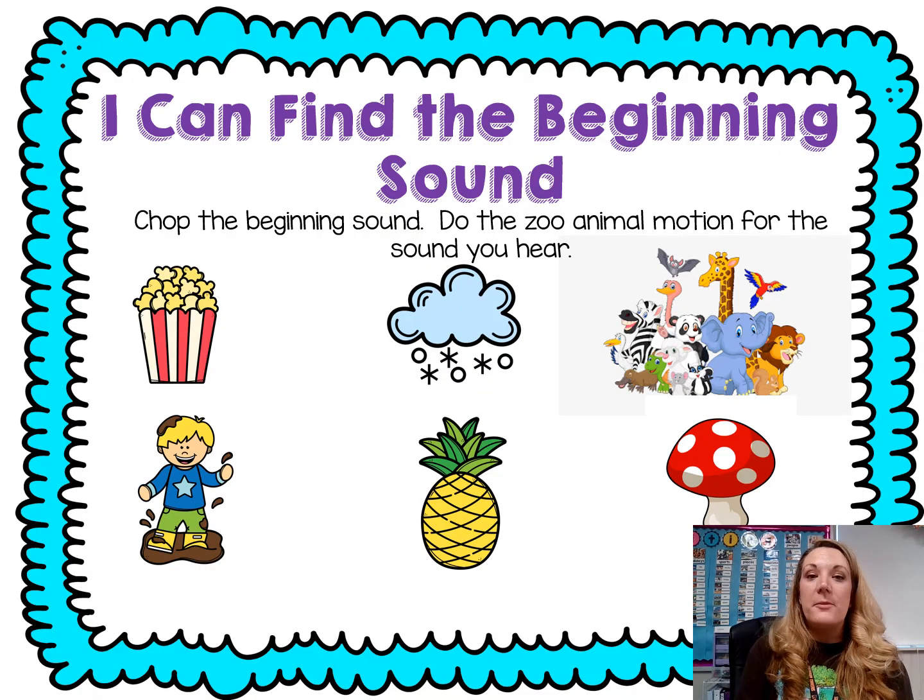This is the letter P. The P says P. We're going to practice chopping our beginning sound. Let's do our zoophonics motion for the beginning sound that we hear.